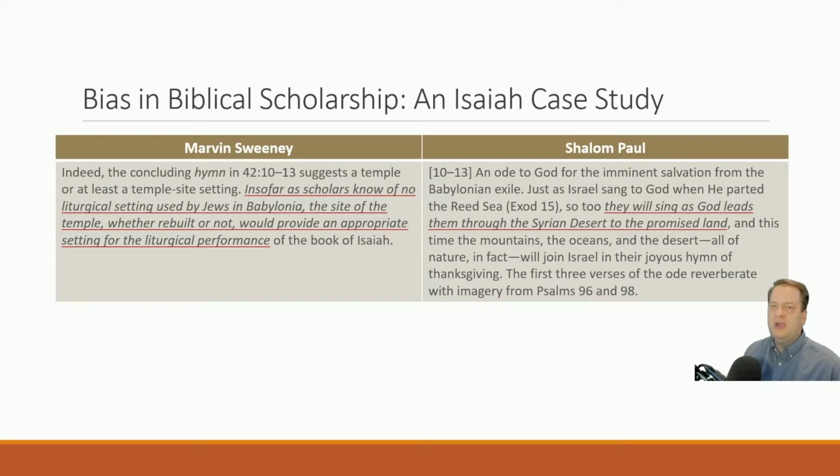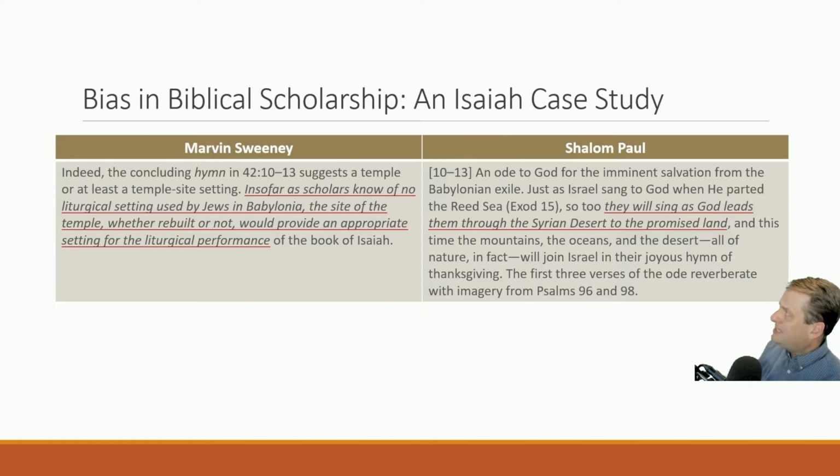So Sweeney here is saying that this passage was performed either in the temple or at the temple site following the exile. Shalom Paul disagrees, and let's look at what he does here. He's talking about the same passage, and he says, "An ode to God for the imminent salvation from the Babylonian exile." In other words, he's arguing that this is not a post-exilic passage.